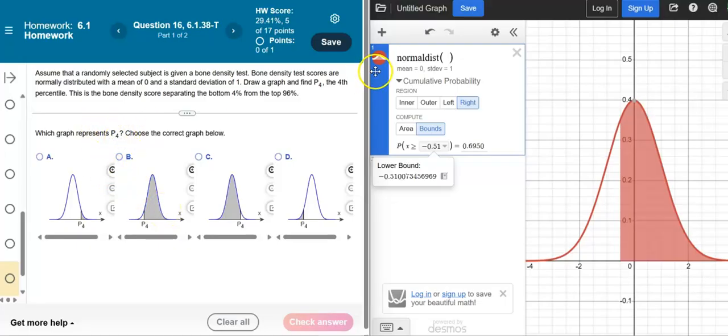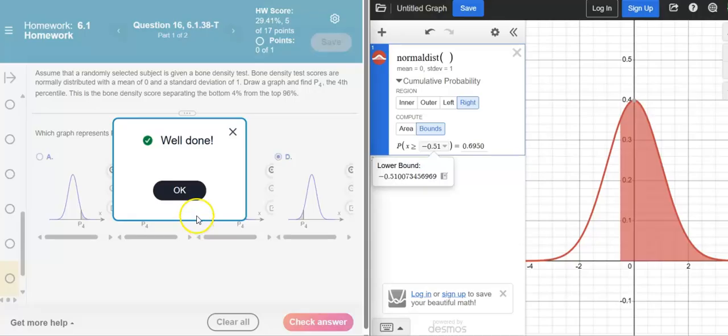Right, another way it can ask for these types of bounds problems is percentiles. So P4 means the 4th percentile. The percentiles mean the same thing that I did before. It's just we're applying them to the normal distribution. So it means 4% of the data is below this number. So the bottom 4%, the top 96%. So which represents P4? It's going to be the one with 4% in the left tail shaded because it's the lowest 4%. So that's going to be this option over here.